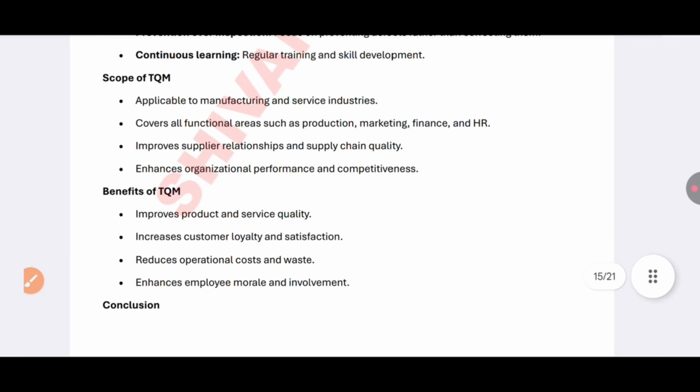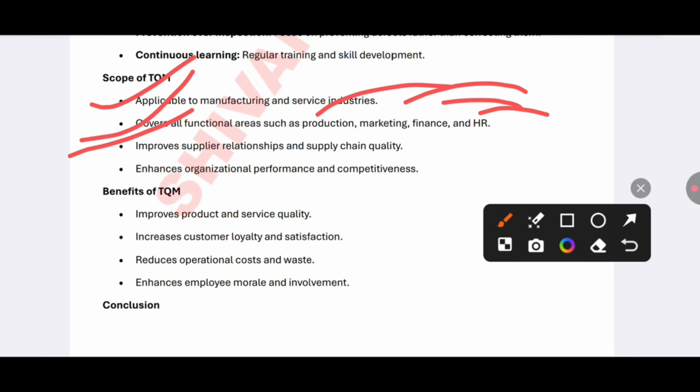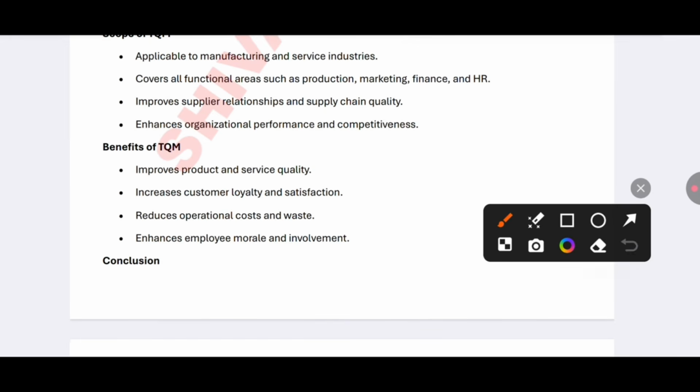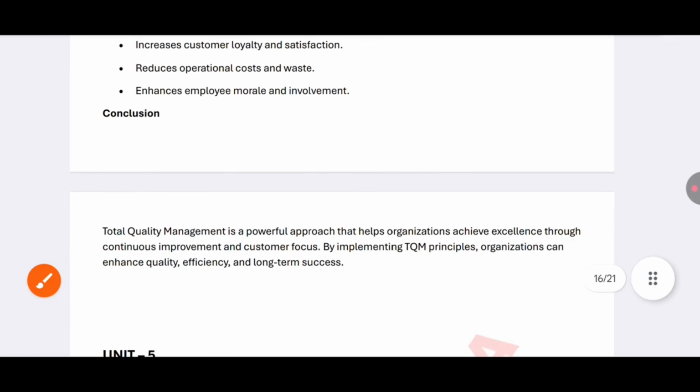So scope and benefits also they have given. Scope is about industrial and manufacturing things. It covers all the functional areas like production, finance, marketing, HR, everything. It improves the supplier relationship, and it enhances the organizational performance also. What are the benefits we are having? It improves the product and service quality, it increases customer loyalty, it reduces the cost, and it improves morale and involvement. The same thing we are having here also.